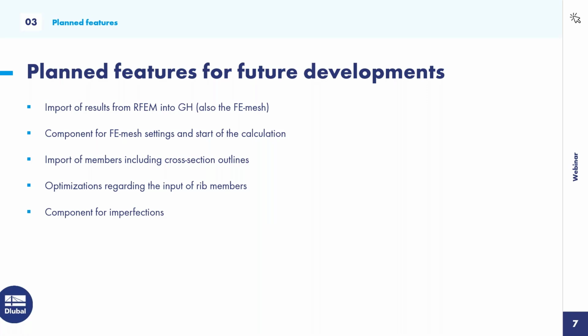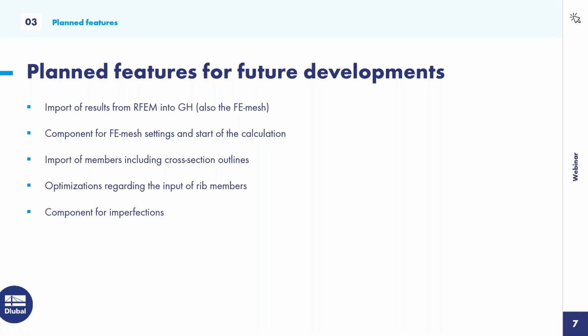I listed a couple of ideas, and not just ideas, really things that we want to implement. One big topic is, of course, the import of results from RFEM back into Grasshopper. Also, let's say the FE mesh as geometry, maybe. Another big feature is the import of members, including the cross-section outlines. Again, a bigger feature, which needs a bit of development on our side.